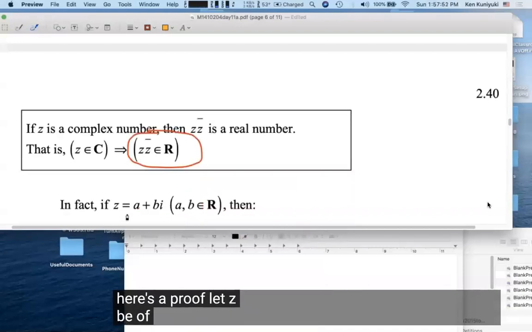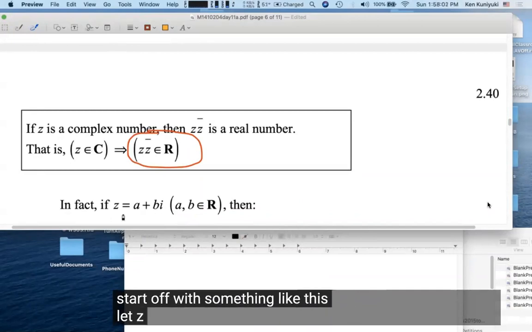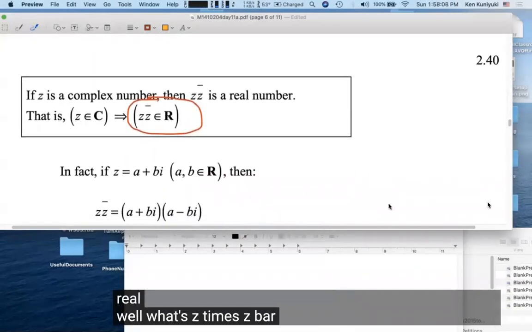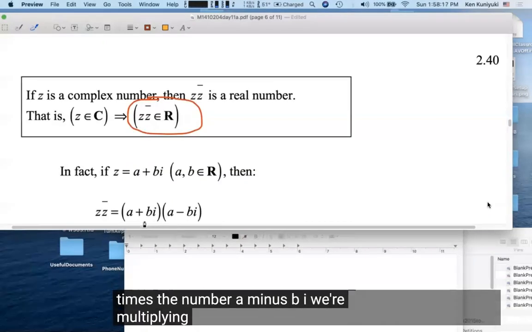Let z be of the form a plus bi, where a and b are real. That's standard form. And by the way, in many proofs in 200 level classes, we often start off with something like this. Let z be a plus bi, where a and b are real. Well, what's z times z bar? Its complex conjugate. It's going to be the number a plus bi times the number a minus bi. We're multiplying two complex numbers.